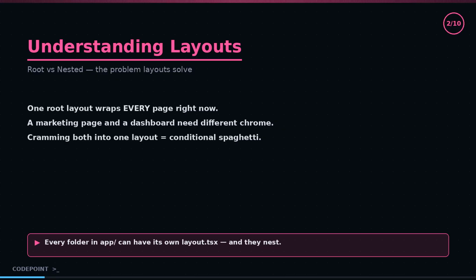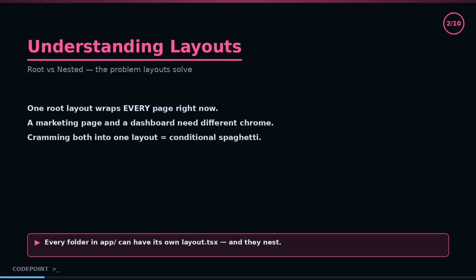The problem layouts solve. Right now, Taskmaster has one layout, app/layout.tsx, the root layout. It wraps every single page, the home page, /projects, everything. But real apps need different chrome for different sections. A marketing homepage doesn't need a sidebar. A dashboard does. If you tried to cram all of that into one root layout, you'd end up with conditional rendering spaghetti, checking the current path and hiding or showing UI. Painful, and it breaks the moment your app grows.